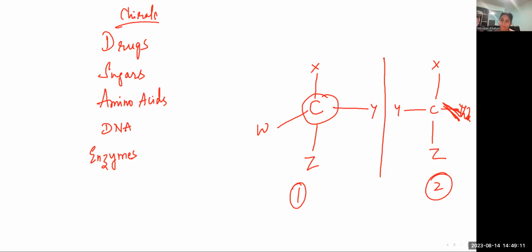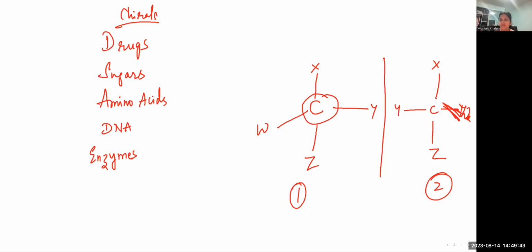Now see, Y is on the right side in the first one. If I rotate it, is there a possibility where Y goes on the left side and W comes on the right side? Yes, there is a possibility. So if we sequentially rotate the first compound about the C-X axis in a clockwise direction, then of course what you can see is no.